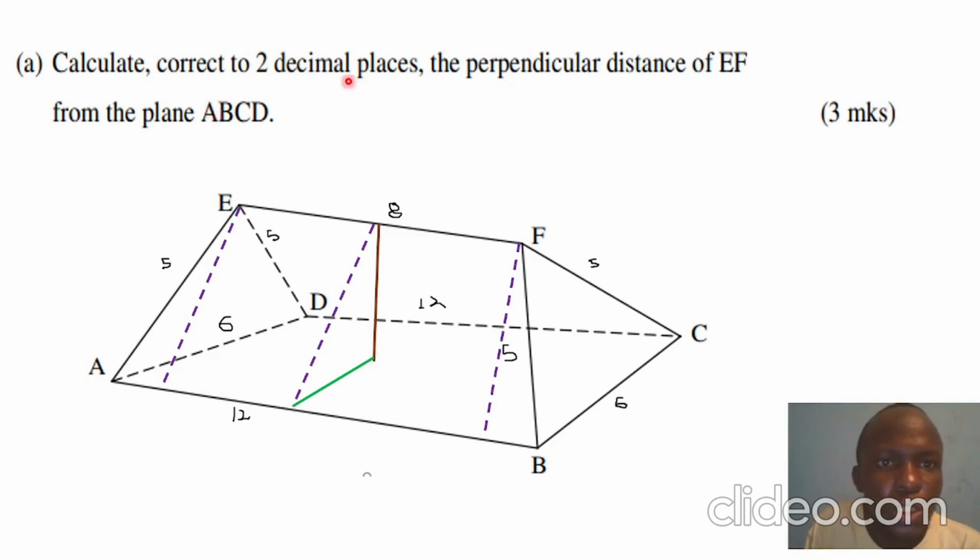Calculate, correct to two decimal places, the perpendicular distance of EF from plane ABCD. This is the plane we are talking about, plane ABCD. So we want to get the vertical height, this height that is marked in brown. That particular height is the height that we are supposed to find. Okay. Now, we need to know what is provided and what is not provided.